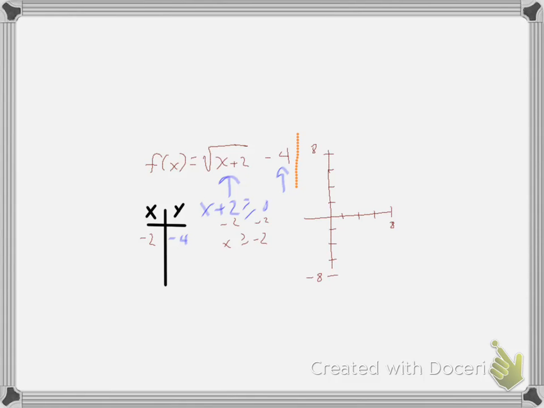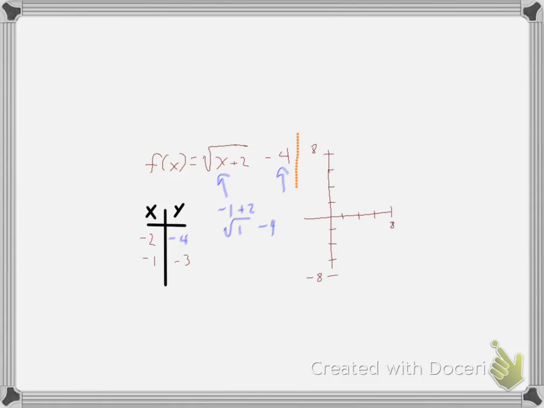So let's pick what's a good one? -1's good. And the reason why I'm picking -1 is because of the -1 plus 2 inside here. If you put a -1 there, you get -1 plus 2 equals 1. And then it's the square root of 1. I can handle that. Square root of 1 is just 1. Take away 4 will give you minus 3. All right, we're working our way up.